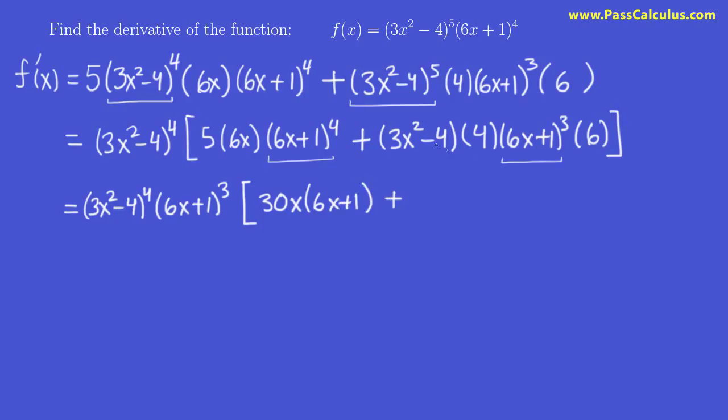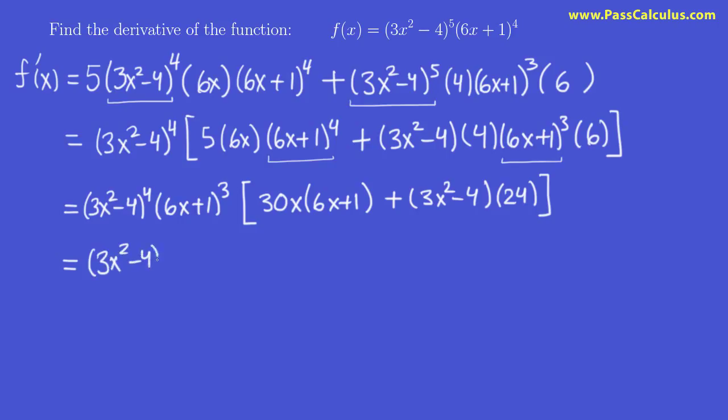And what about over here? Well, 3x squared minus 4 is still there. And you know this 6x plus 1 cubed, I've pulled that to the front, so it's gone. So all I have left here is 4 times 6, which is 24. And now things are getting pretty close to being done.